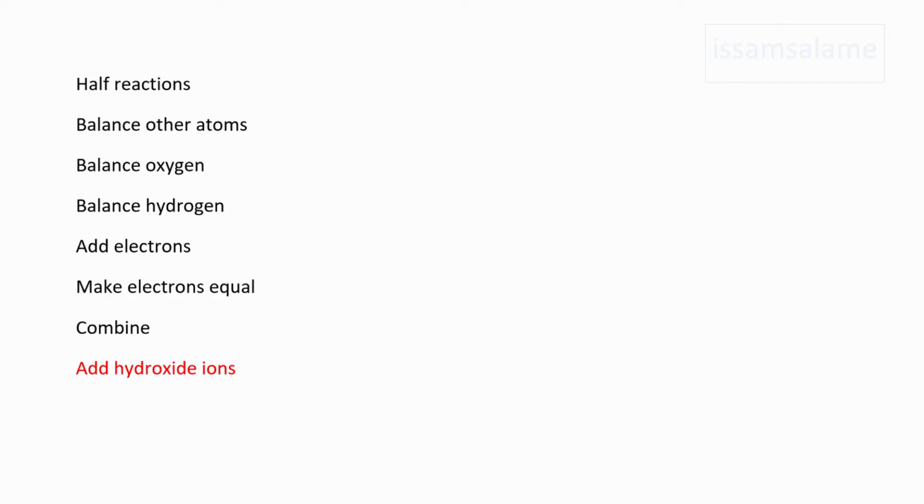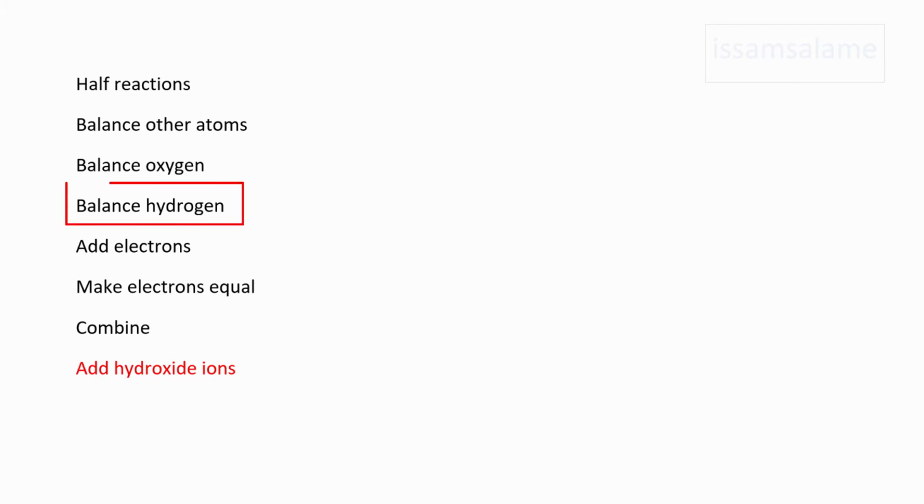To summarize what we have learned in this video, these are the steps that you should follow while trying to balance a redox reaction in a basic medium. They are the same as what we did in the acidic medium, except for the last one. So to start balancing a redox reaction in a basic medium, the first thing we should do is to split the reaction into half reactions. Then we balance the atoms other than oxygen and hydrogen. Then we balance the oxygen atoms by adding water molecules.